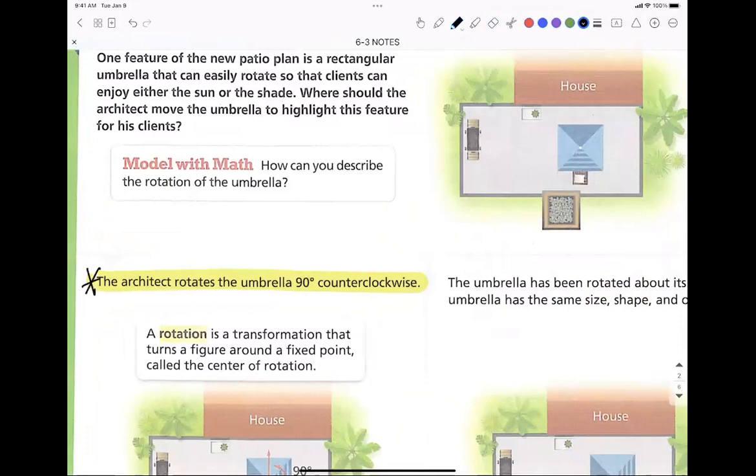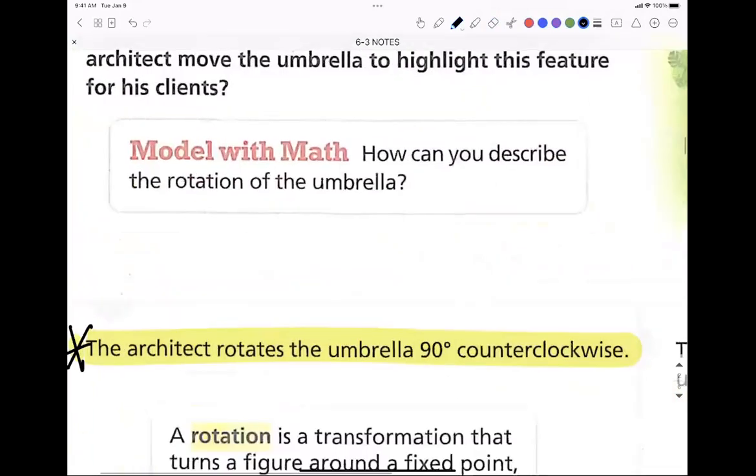Now, I'm not going to have you write it again, but you're going to verbally tell me. Where it says model with math, it says, how can you describe the rotation of an umbrella? Somebody tell me the first thing you use to describe the rotation process. First thing. Eli, what's step 1 of describing a rotation? What is the first thing you use to describe a rotation?